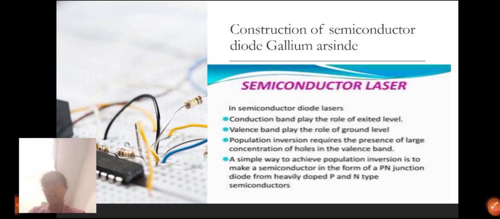So, take a normal semiconducting material, silicon or germanium. In such a compound semiconductor, the recombination of holes and electrons releases energy in the form of heat. And in the gallium arsenide compound, the recombination of holes and electrons releases energy in the form of light or photons. This is all about the introduction of the semiconductor laser.